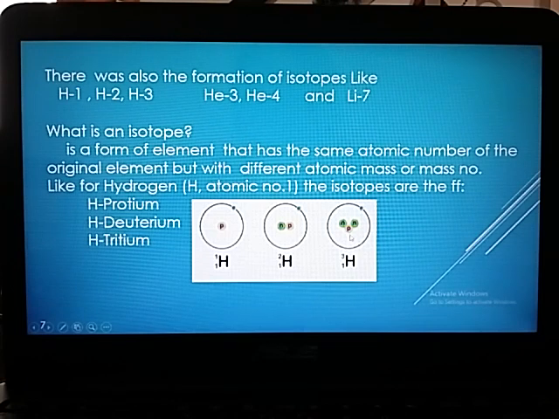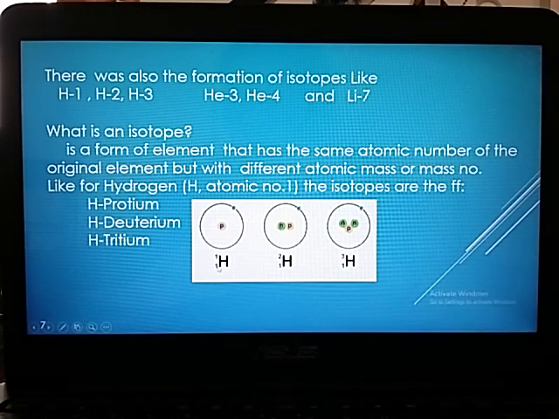yung hydrogen atom na tritium. Kasi alam mo, ito ay pinakamabagsik. Bakit pinakamabagsik? Ito yung pinaka-dense o pinakamabigat. Ibig sabihin, iba ang kakayahan niya compared to the protium, which has an atomic number of 1 and an atomic mass of 1.